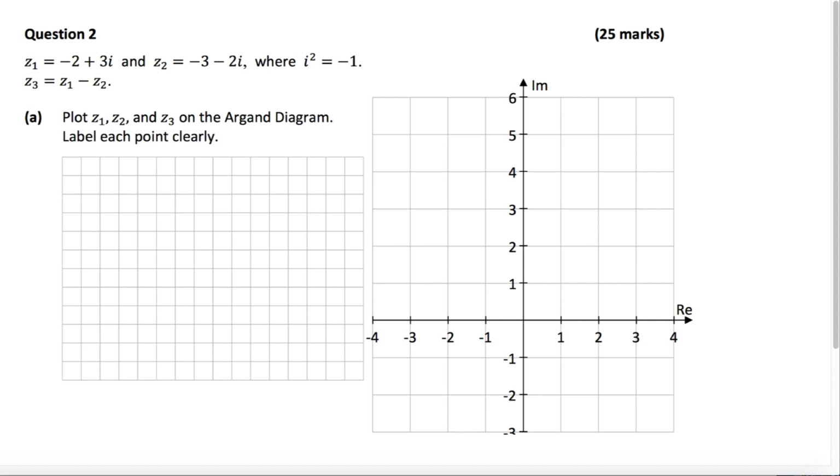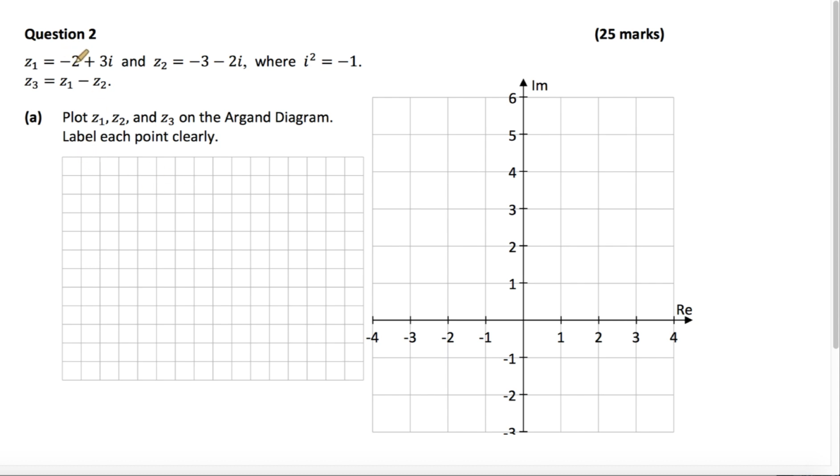So this is the 2018 Leaving Cert Ordinary Level Paper 1, and we're looking at question number 2. Z1 is equal to minus 2 plus 3i, and Z2 is equal to minus 3 minus 2i, where i squared is equal to negative 1. Z3 is equal to Z1 minus Z2. So part A asks us to plot Z1, Z2 and Z3 on the Argand diagram and label each point clearly.